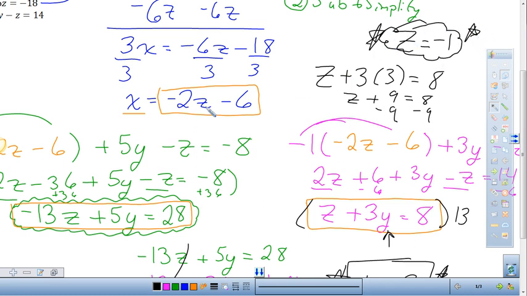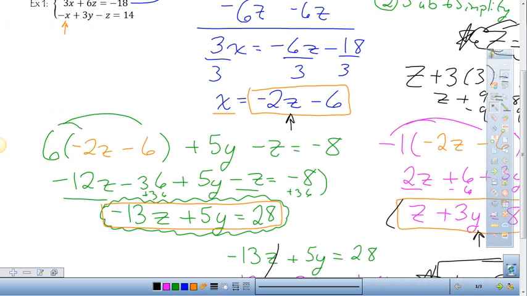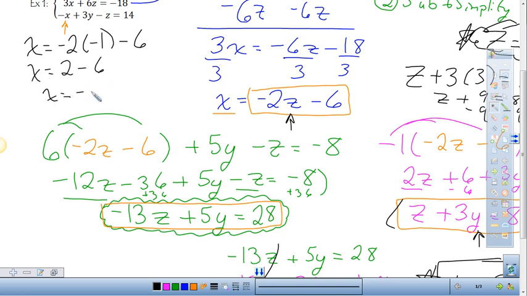And then because I know what z is, I can substitute it back in here, and I can get what x equals. So x equals negative 2 times negative 1 minus 6. And that gives me 2 minus 6, so x equals negative 4. And there's my last big answer.